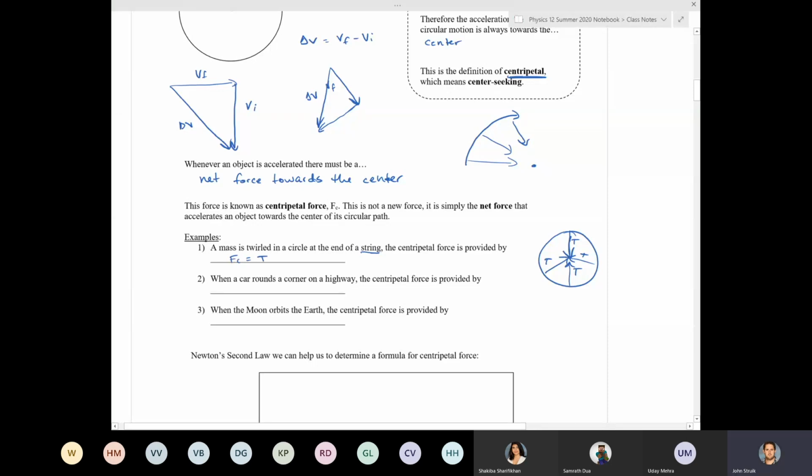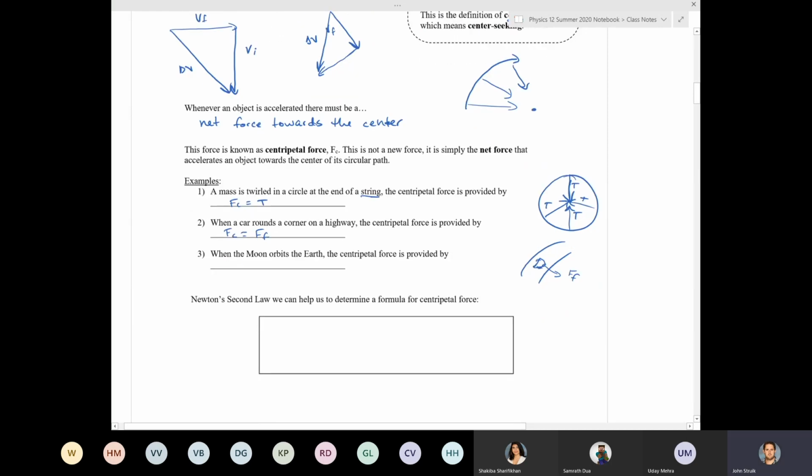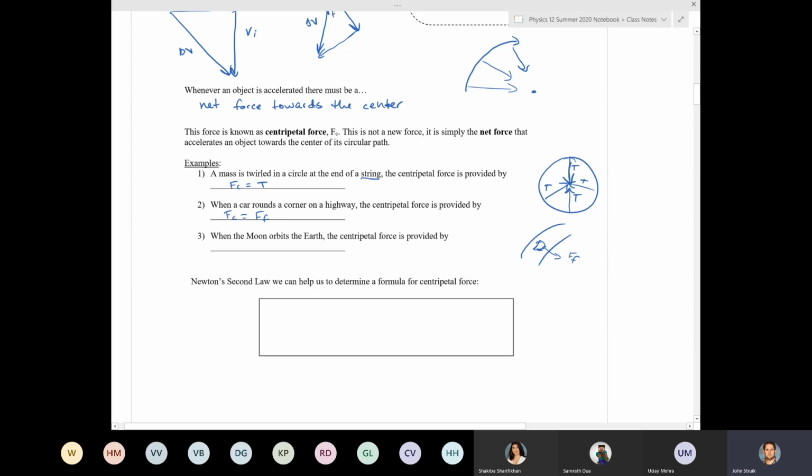Think about a car rounding a corner on the highway. There's the car. The force that's pointing towards the center is friction, so we would say FC equals FF. Now let's think on a bigger scale. The moon orbits the Earth because of gravity, so in this case, FC would equal FG.